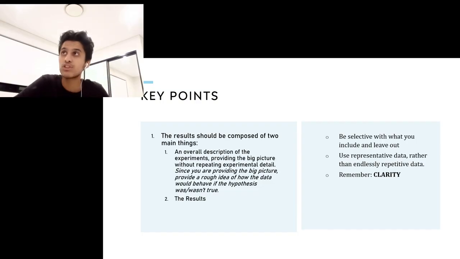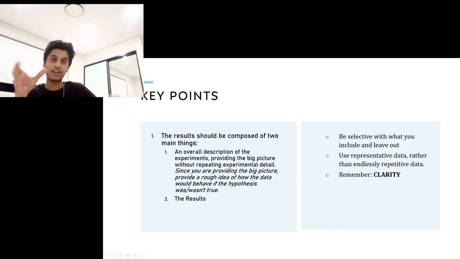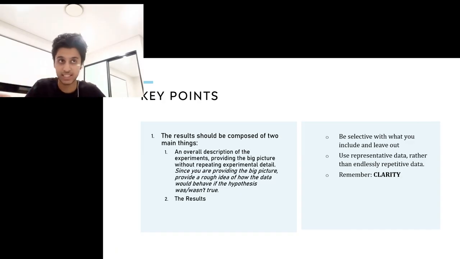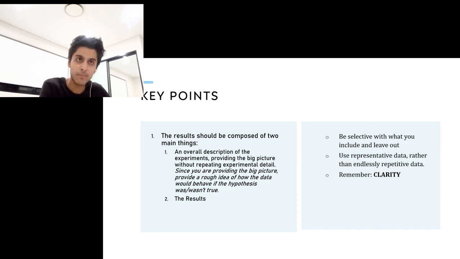So your results should be composed of two main things. At first, you want to give an overall description of your experiments. You want to provide that big picture without repeating the experimental detail. So since you are providing that big picture, you want to provide a rough idea of how the data would behave if the hypothesis was or wasn't true.